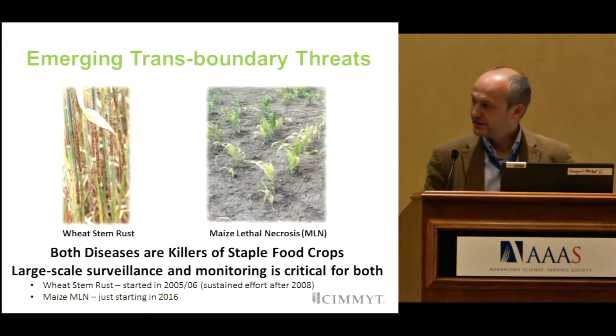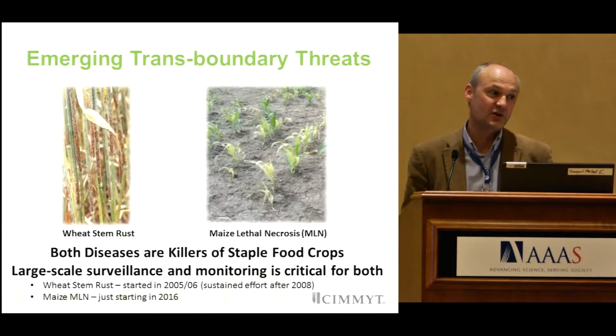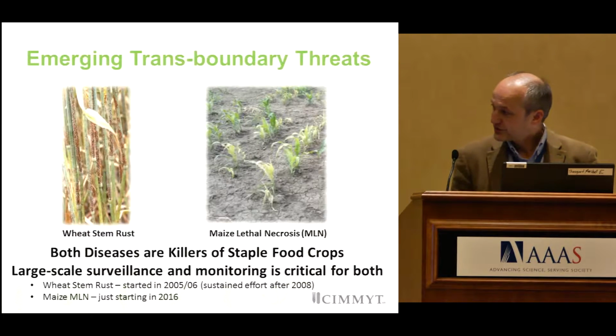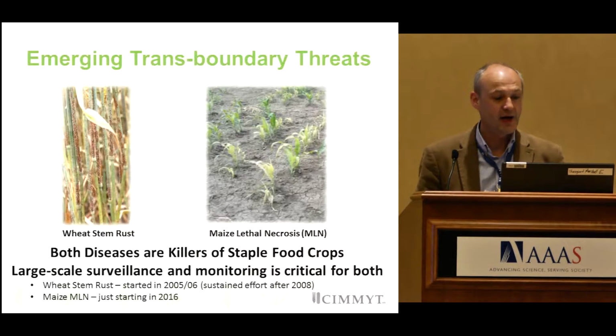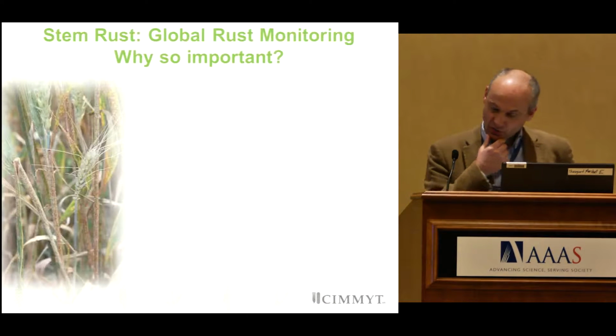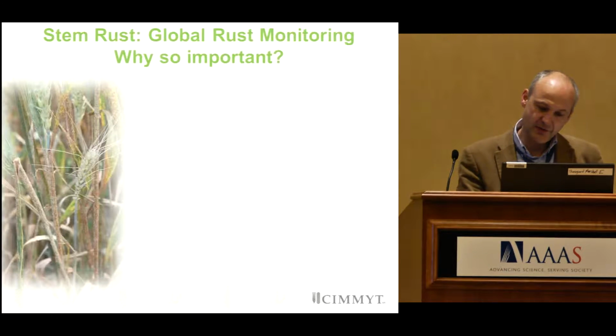For both of these, large-scale surveillance and monitoring is critical. And by large-scale surveillance, it's got to be global, or multiple continental scales. With wheat stem rust, we've really had a sustained effort since 2008. With maize lethal necrosis, we're just beginning to get started at the moment. So stem rust. Why is the monitoring so important? Why are we so worried about wheat stem rust?